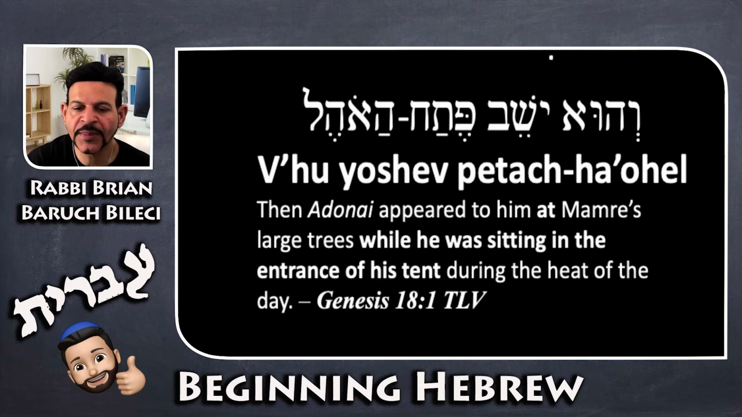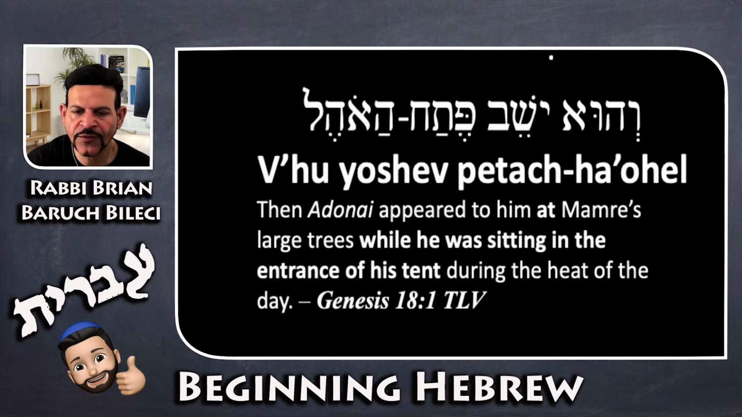Petach ha-ohel. So ohel is tent. Ha-ohel is the tent. So the prefix ha in front of ohel makes it ha-ohel, the tent. And petach means a doorway or opening. So the opening of his tent. That triangular door. Remember, delet is a door, and dalet is the picture of a delet. So we have petach ha-ohel.